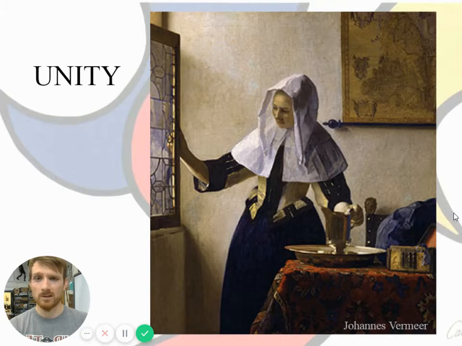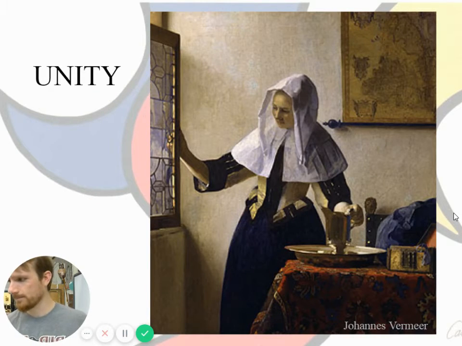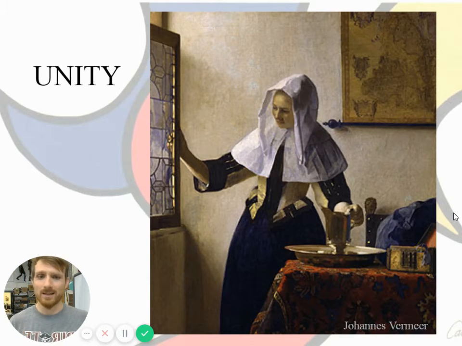Unity is one of our last principles of design. Unity is making everything feel like it's together, that it's unified. This can be used through the color palette. This can be used through the shapes used. Unity is like bathing everything in the same light.